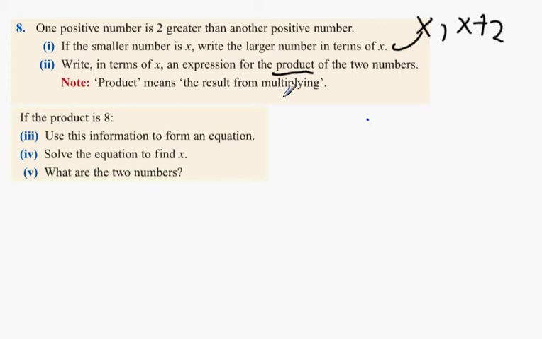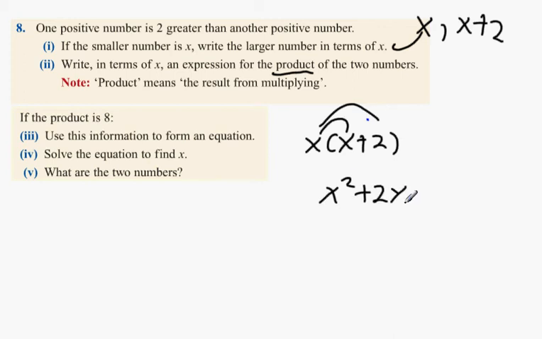What does the word product mean? Multiply 2 numbers. So how do you multiply these 2 numbers by each other, Jake? X bracket x plus 2. Then what happens? X squared plus 2x. The product is 8. Form an equation. X squared plus 2x equals 8. Fair enough.